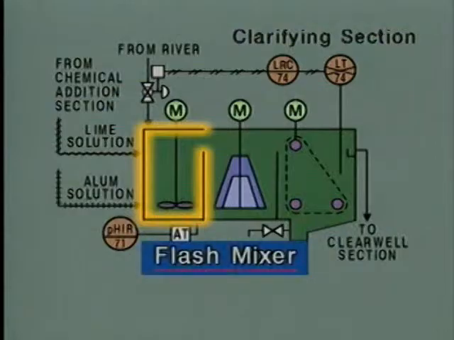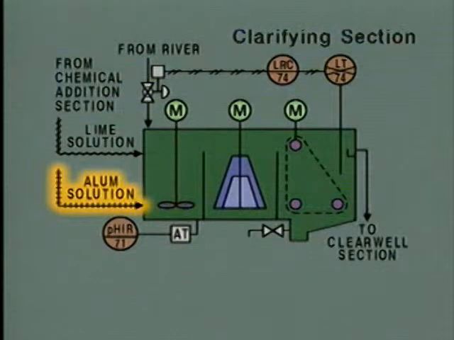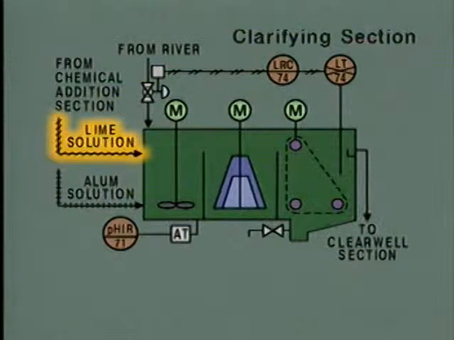In the first section, called the flash mixer, river water is mixed with alum and lime solutions from a chemical mixing section. The alum causes solid materials suspended in the water to clump together and settle out. The lime raises the pH of the water, making the water less acidic.